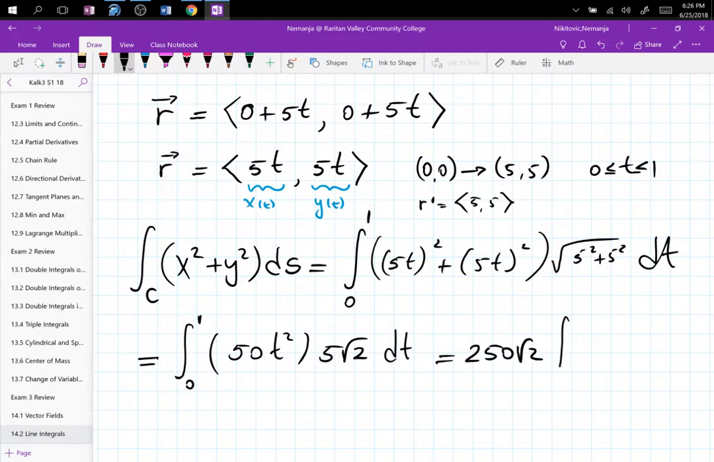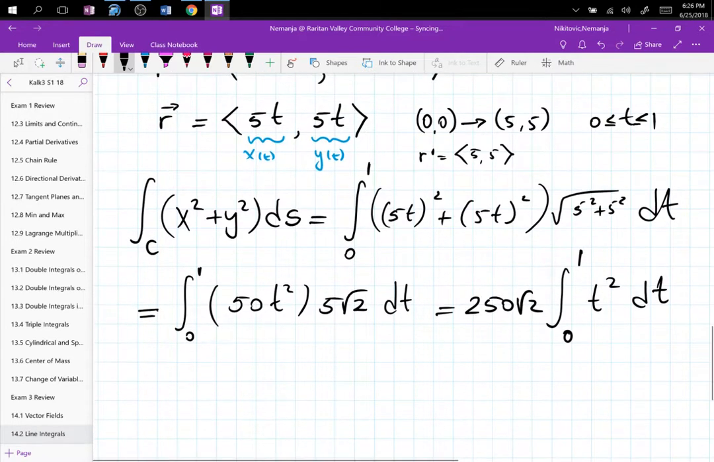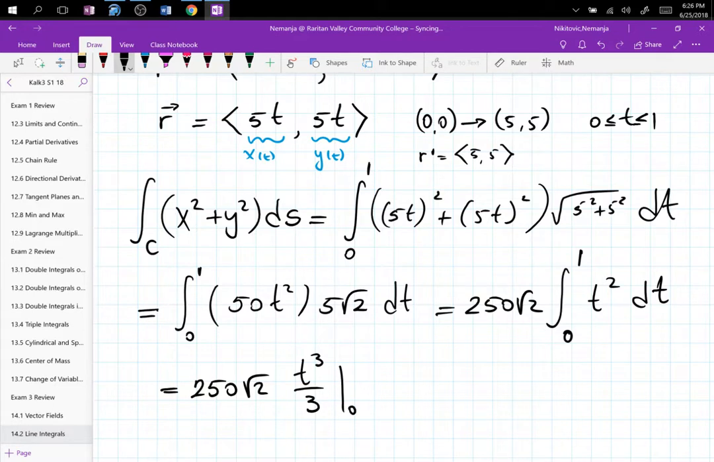Kick that in front of the integral. Integral 0 to 1 of t squared dt. So we are going to integrate now and get t cubed over 3 from 0 to 1 to give me 250 root 2 over 3. Yay! There it is.